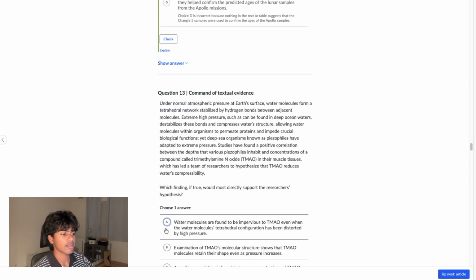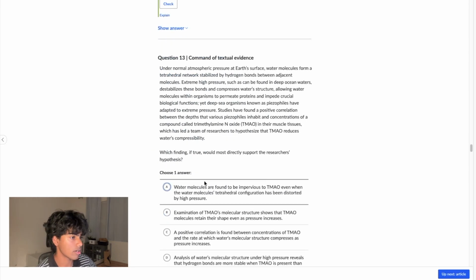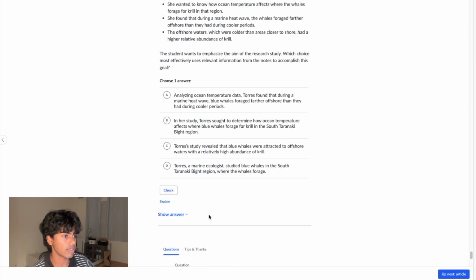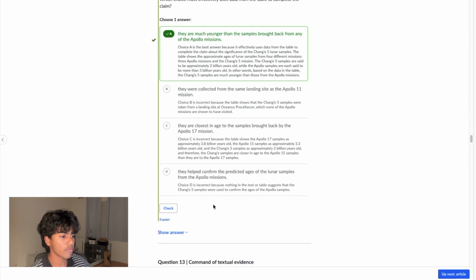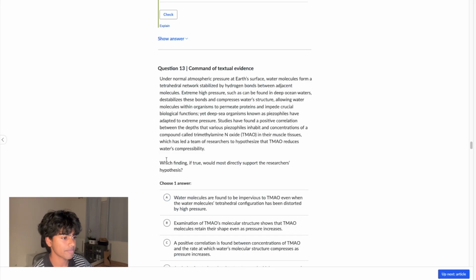Okay, question 13. How many are there? There's 27. Okay, so we're halfway through. I think this one makes sure to get the long passages, yeah. Would support the researcher's hypothesis.